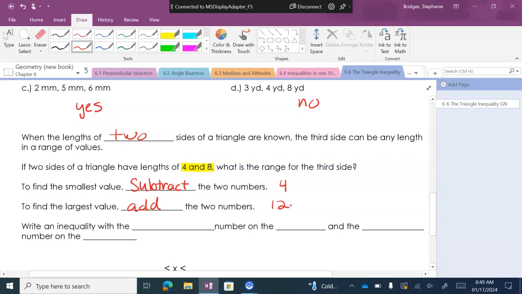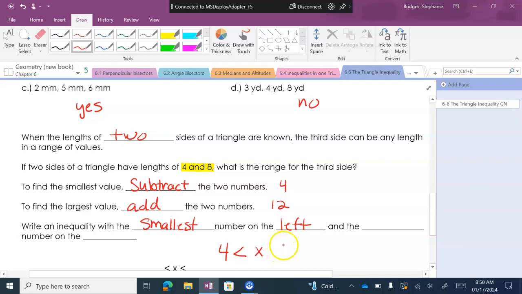But here's how we're going to write it. We're going to write an inequality with the smallest number first. What's smaller, 4 or 12? 4. Okay, and I'm going to write it big right here because what I had written is too small. Okay, the smallest number on the left, that goes first. Then you're going to write a less than, and then you're going to write an x.